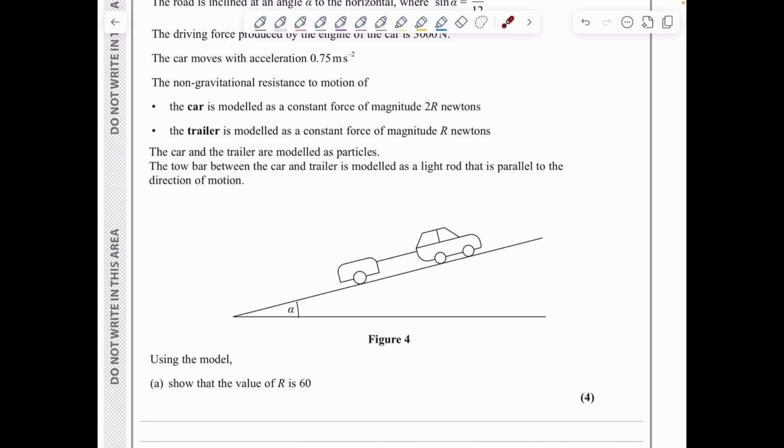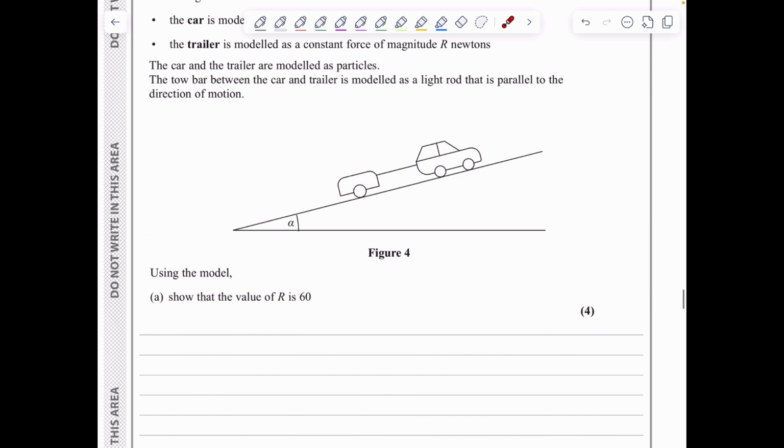We are modeling both as particles. We are modeling the tow bar as being a light rod parallel to the direction of motion, and we need to show that the value of R is 60. So we need to start by adding all the forces. We've got the weight of 1200 G. We've got the weight of the trailer, which is 600 G. We've got the driving force on the car of 3000 newtons.